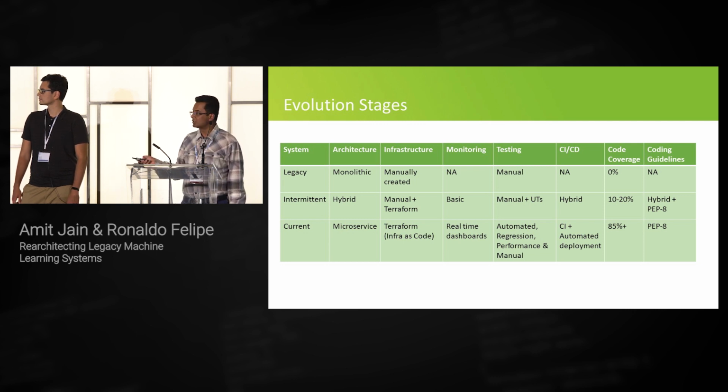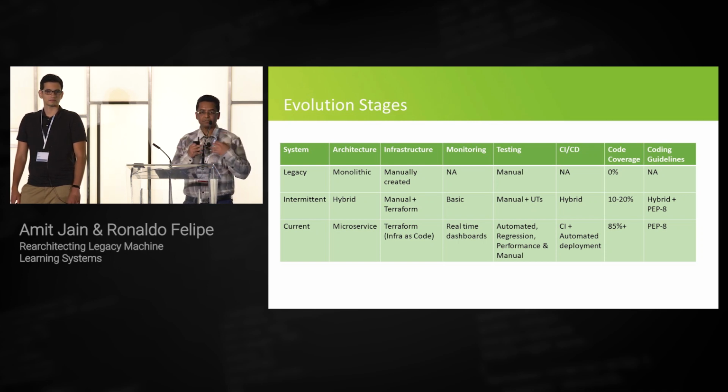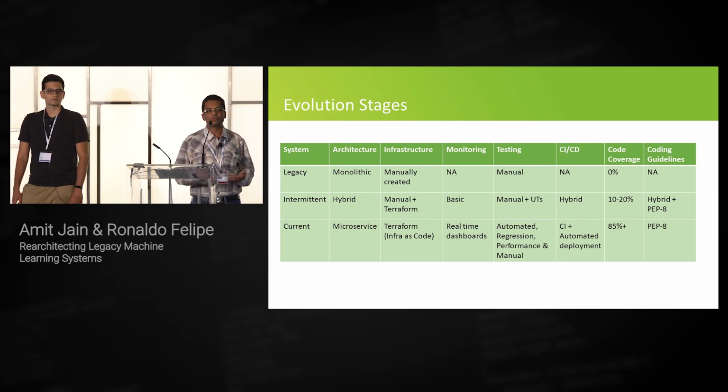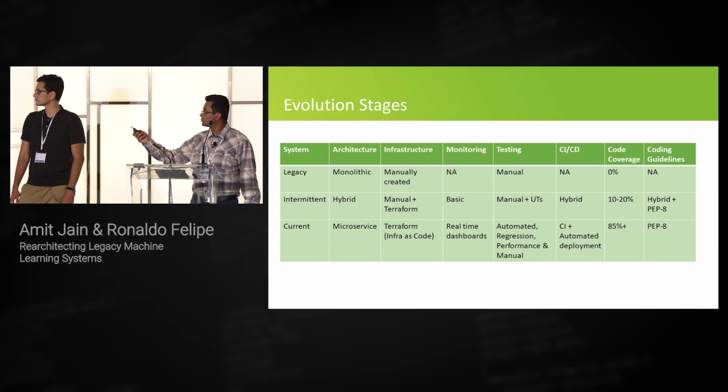Code coverage is another big thing for us. We had 0% code coverage in the legacy system, and over the period we have achieved 85% code coverage, which is not much heard of within machine learning teams. Coding guidelines: with the current service, we are following PEP 8 standards very strictly. So anyone on the team is not supposed to write code in their own way. You have to adhere to PEP 8 standards. And I'll also show you the PR checklist which we have.